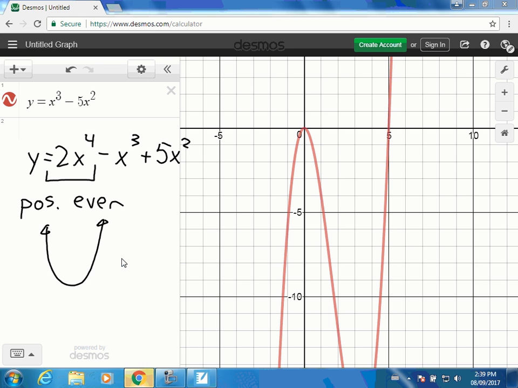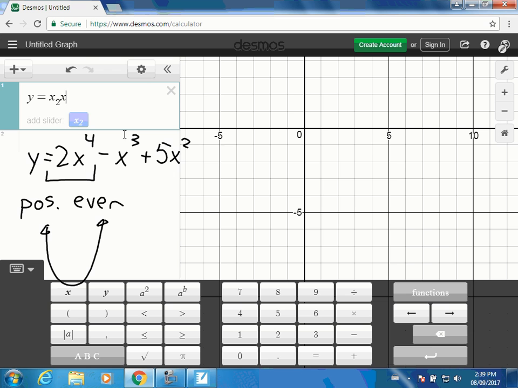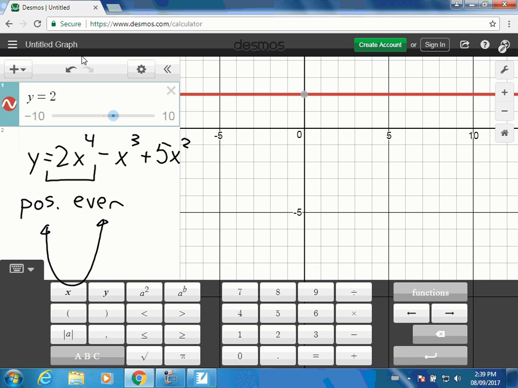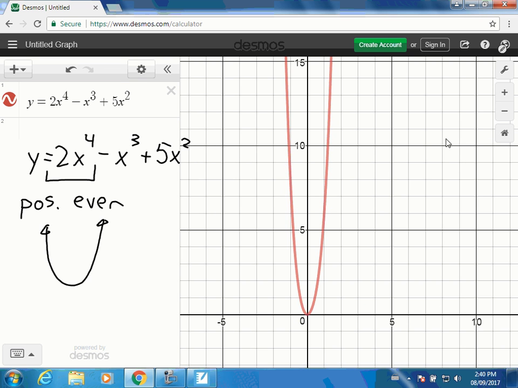Oh, it won't load. I hope it loads. Oh wait, no, never mind. I made a mistake. It's 2x, 2 is subscript. Whoops. Whoa, what's going on here? Oh, here it is. 2x to the 4th minus x cubed plus 5x squared. It's a lot easier with the buttons.